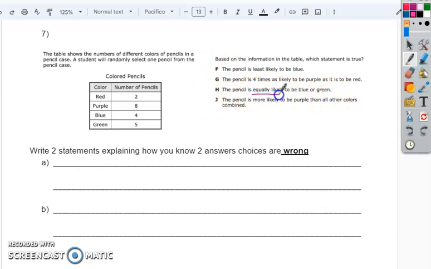The pencil is equally likely to be blue or green. Are these equally likely? And hopefully you know that's no. So you would say H is not correct because, and you need to tell me why. You can tell that they are not equally likely. Tell me how that blue or green are not equally likely. Finish that statement, okay? So you're going to figure out two that are wrong and then choose between those to get your correct answer.